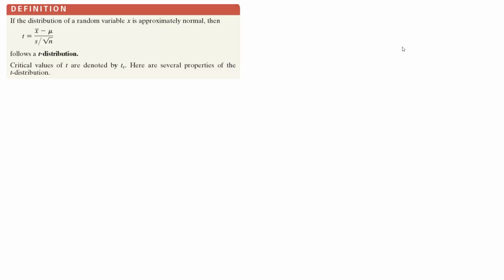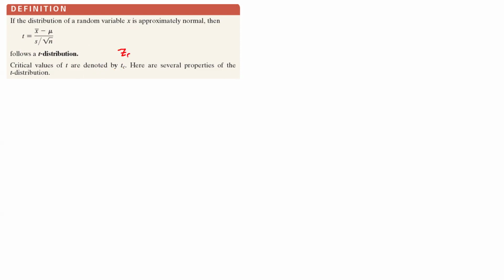When sigma, or population standard deviation, is missing, we need a new distribution. If the distribution of a random variable like x is approximately normal, then this new variable t, which is defined as x bar minus mu divided by s over square root of n, follows a distribution that we call t distribution, or student's t distribution. The critical values of t are denoted by t sub c, which are different from z sub c.